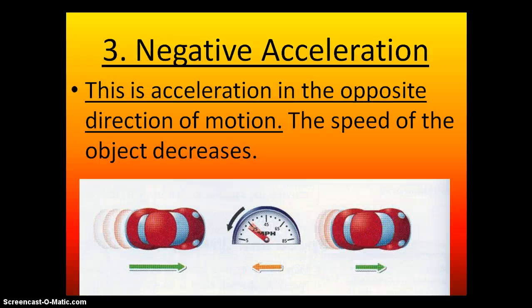Number 3, negative acceleration. This is acceleration in the opposite direction of motion. In other words, it slows you down. The speed of the object decreases. So for example, if you're moving at a certain speed and you slow down by stepping on the brake pedal, or slipping on a banana peel during Mario Kart, you might continue to move after, but you're moving slower, like the small arrow here suggests, and that's called negative acceleration. Another word is deceleration. You might have heard of that word too, and they mean the same thing.